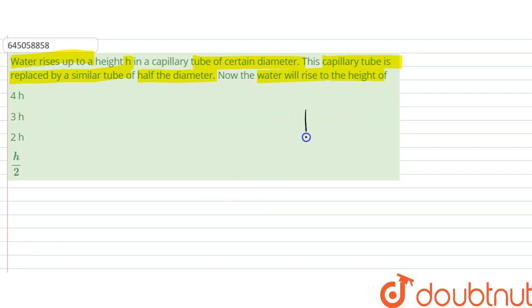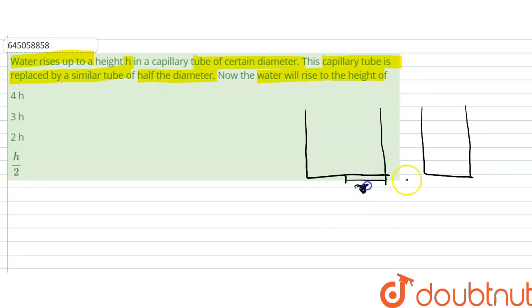So if initially we were having a capillary tube like this, and now we have like this, right? So diameter is halved, correct? So what that means is when this radius was r, let's say the new radius is r dash, right? So r dash is equal to r by 2, correct?